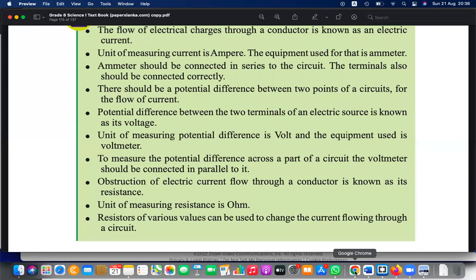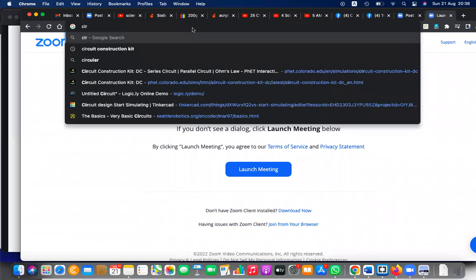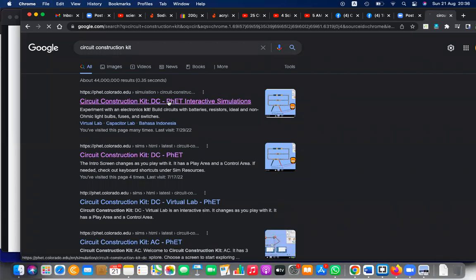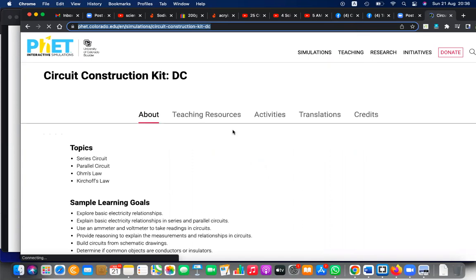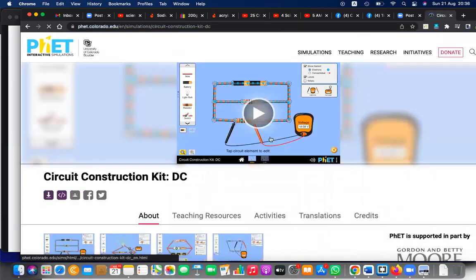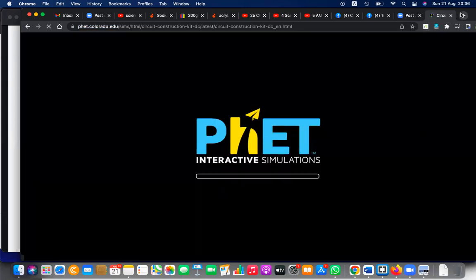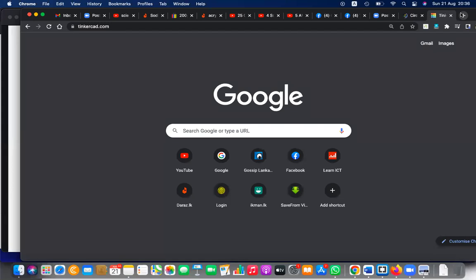Okay, so I would like to focus on these two applications. One is the circuit construction kit, which is a very simple DC circuit construction simulation system by Colorado University. I'll be sending that link to you. So that is number one thing that we are going to consider. And number two is Tinkercad. So this might be new to you.